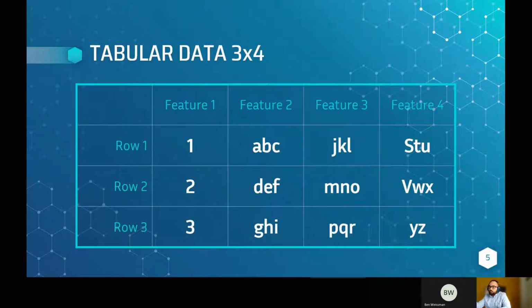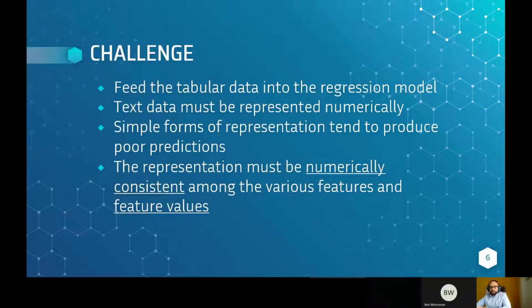Also, a 3x4, so this is what we call the dimensionality of our data set. So this table in particular has a dimensionality of 3x4. Now, what is the challenge that we're facing when we want to feed this tabular data into the regression model? Typically, ideally you will have numerical data, but in reality, you would also have text data, and you must represent this text data in some numerical way in order for this regression model to be able to process this data.